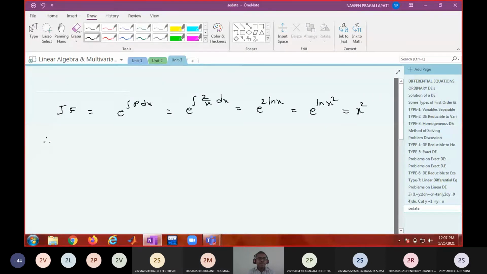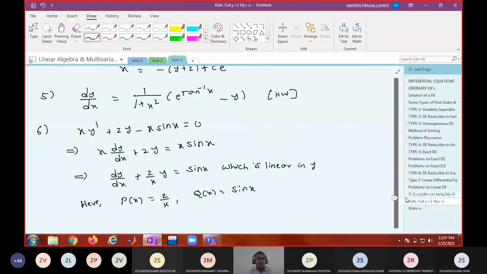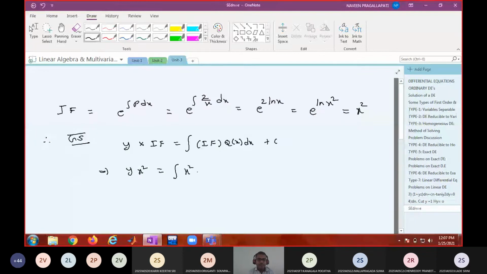Therefore, what is the general solution? General solution is y into integrating factor equal to integral of integrating factor into q of x dx plus c. So that means y into x square is equal to integral of x square into what is q? q is sin x, sin x dx plus c.